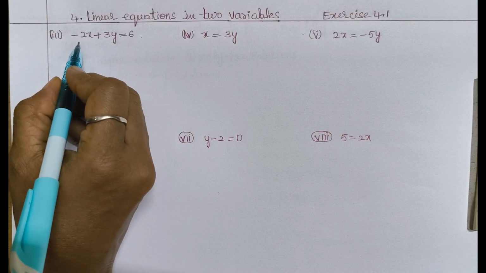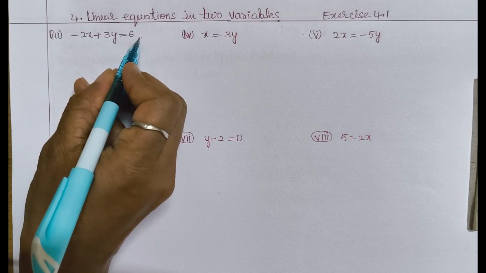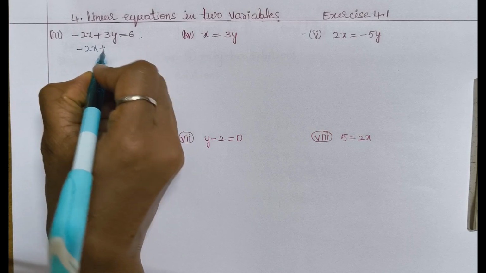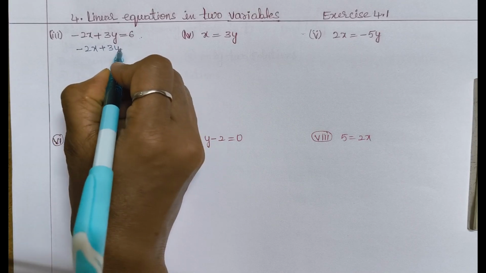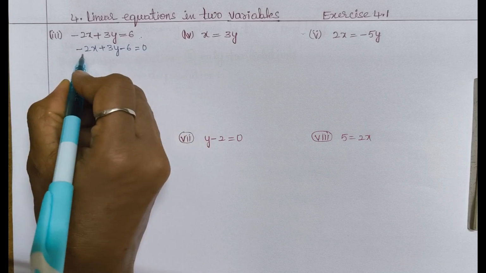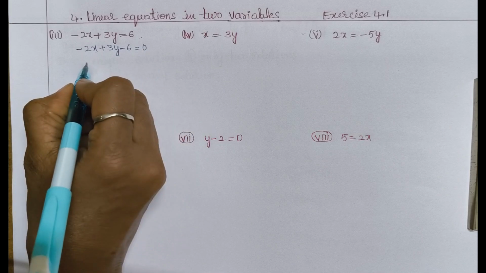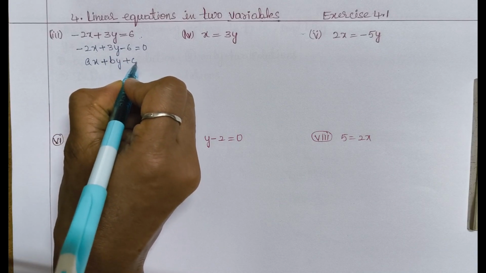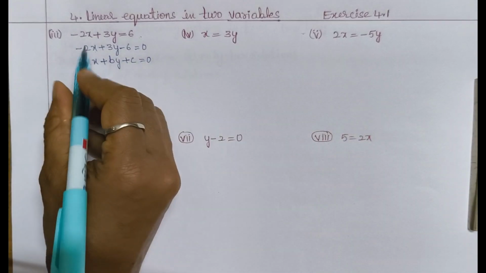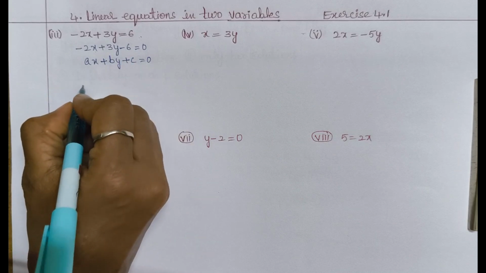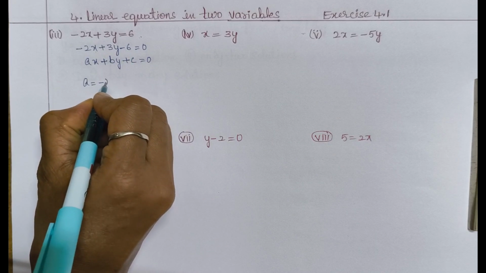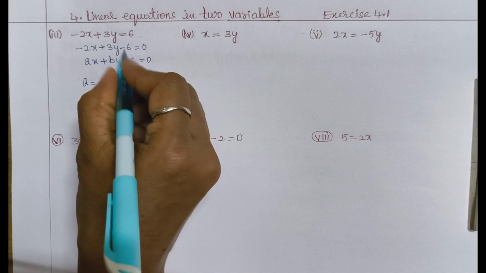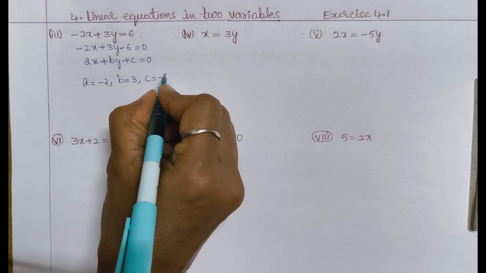Now, third question. Here, minus 2x plus 3y is equal to 6. This 6 we will take to this side. So minus 2x plus 3y minus 6 is equal to 0. Now it is in the ax plus by plus c form. So now you write ax plus by plus c is equal to 0. Now you can write what is a, what is b, what is c. Here, a is equal to, what is the answer? Minus 2. Next, b is equal to 3. And c is equal to minus 6 is the answer.